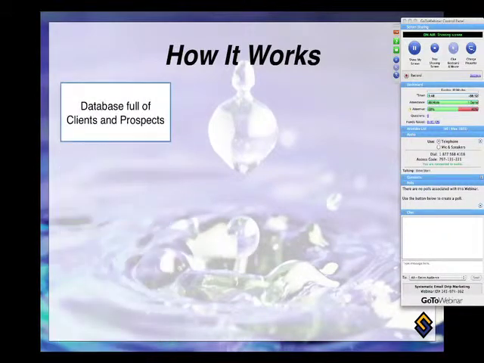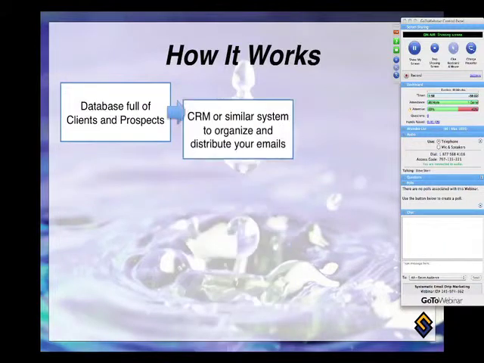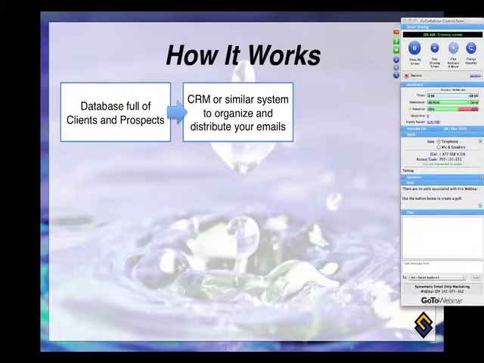So here's how it works a little bit. You have a database full of clients or prospects, or a list of emails that you've collected from potential or existing clients. And those email addresses are going to get uploaded into a CRM or similar organizational system to distribute those emails out in a mass sense.